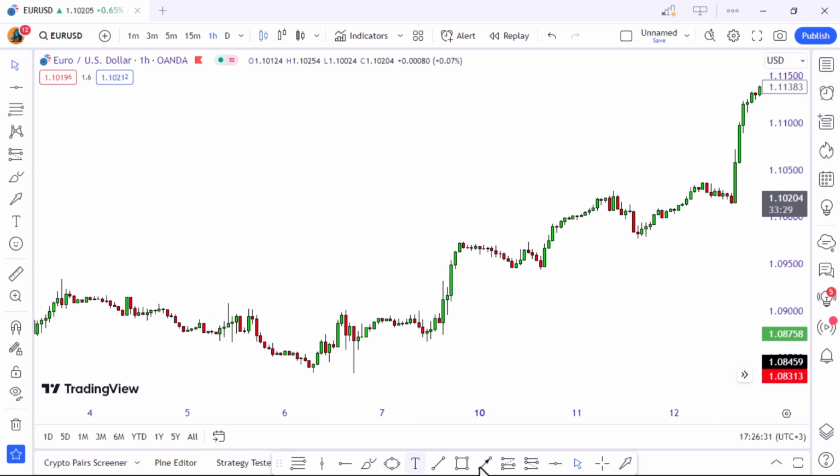The third price action concept we'll be looking at is trend lines. This can be hard to spot. However, by using an indicator, we can easily identify accurate trend lines.